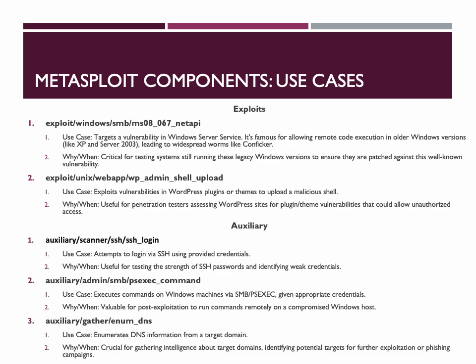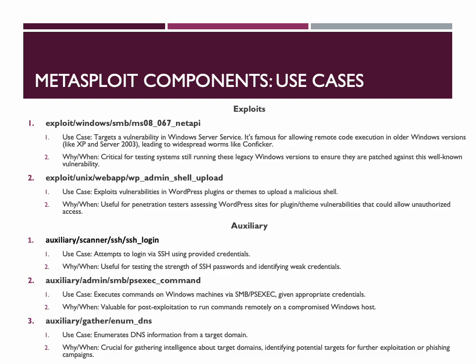Similarly, from a Unix standpoint, for a web app, there's something called WP admin shell, and this is of course WordPress, WP. It exploits vulnerabilities in WordPress plugins or themes to upload a malicious shell, and that's why WordPress sites are sometimes dangerous. Why and when? Used by penetration testers assessing WordPress sites for plugin and theme vulnerabilities and unauthorized access issues.